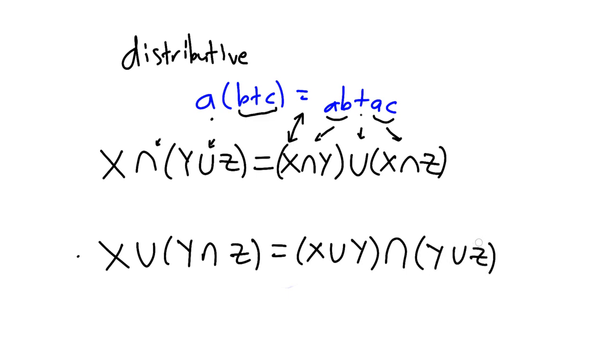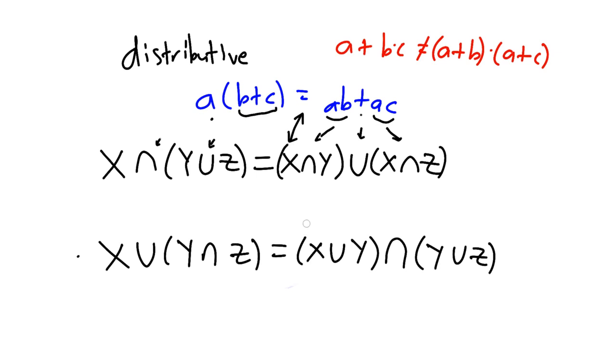And that is not true in math, right? It's not true that I can say A plus B times C equals A plus B times A plus C. That's nonsense, right? That doesn't work. But in fact, it does work in set algebra with this formula here.